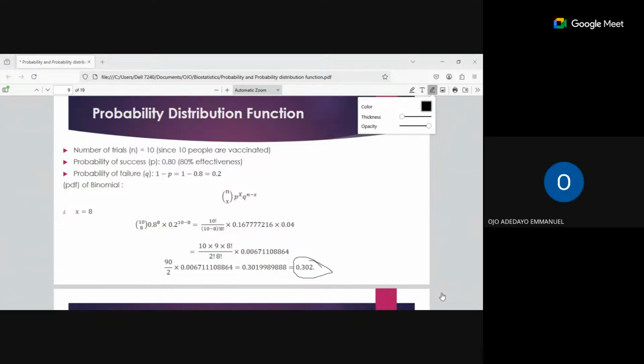Please, continue your question. Is it that 10 combination 8 is 10 factorial all over 10 minus 8, then we now have 8 factorial? Yes. Then is it the 0.8 raised to power 8? Where is the answer to that one? The answer to that one is 0.167777216, times 0.2. Then 0.2 will be 0.2 times 0.2 raised to power 2, which is 0.04. Okay, times 0.04.